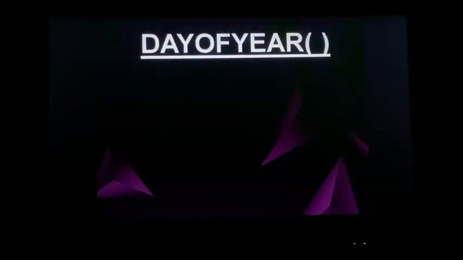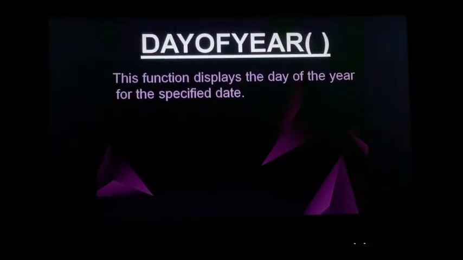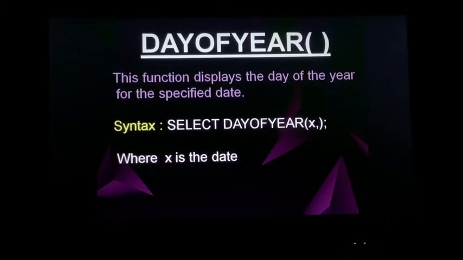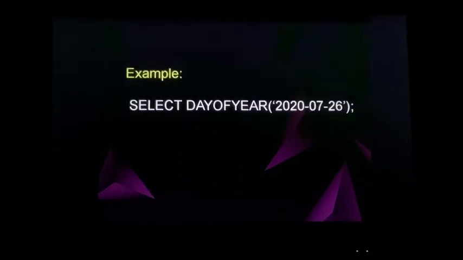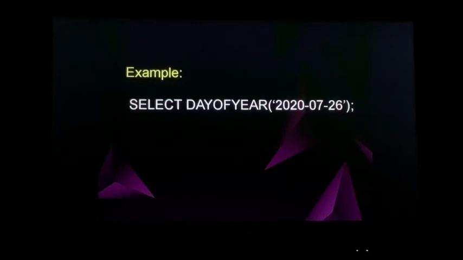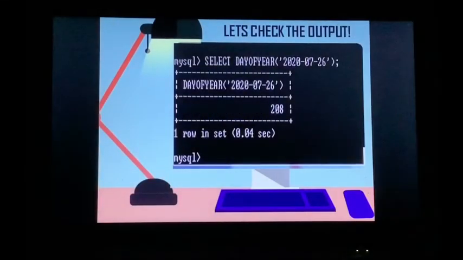Next is DAYOFYEAR. This function displays the day of the year for the specified date. Syntax is SELECT DAYOFYEAR(X), where X is the date, and it will display the day of the year from 1 to 365 or 366. That means it will display which number that particular date is of the year. Try to understand with the help of an example. That is, SELECT DAYOFYEAR 26th July 2020. So let's see which day it is. And you can see that it is the 208th day of the year.